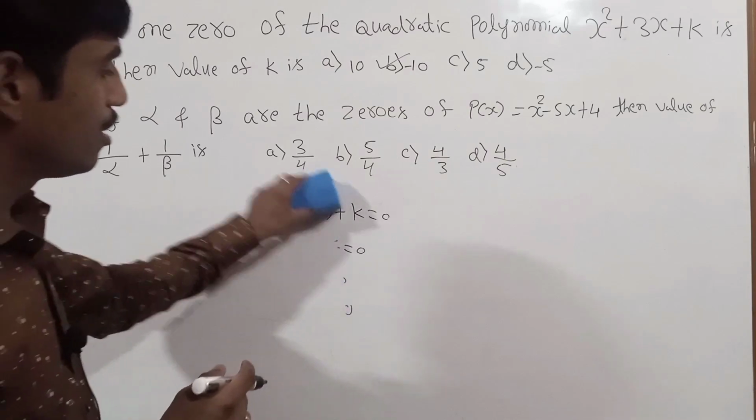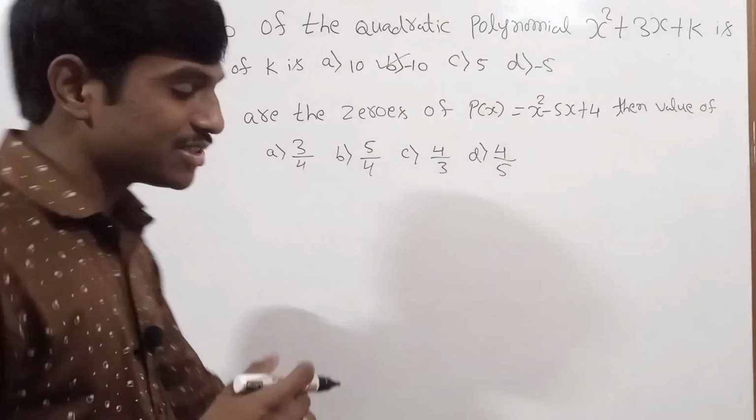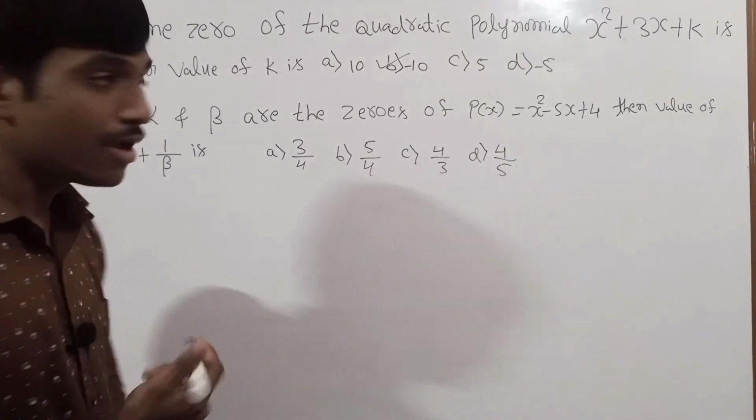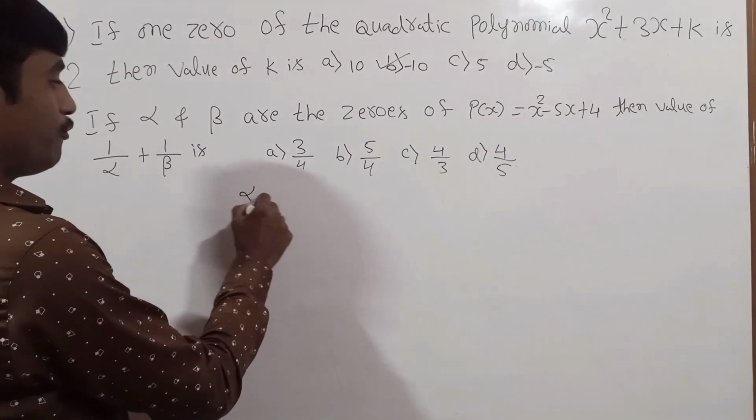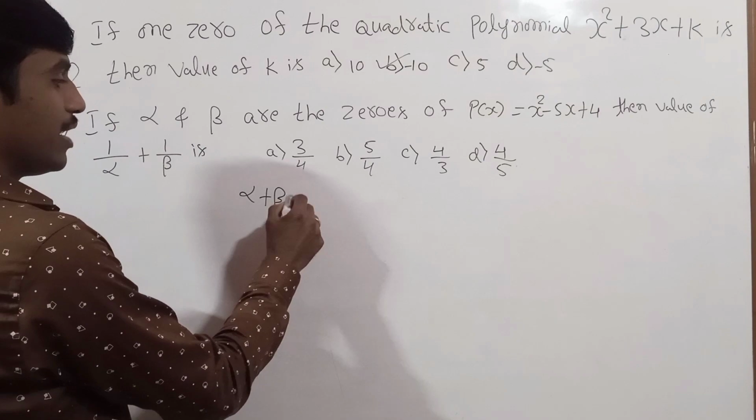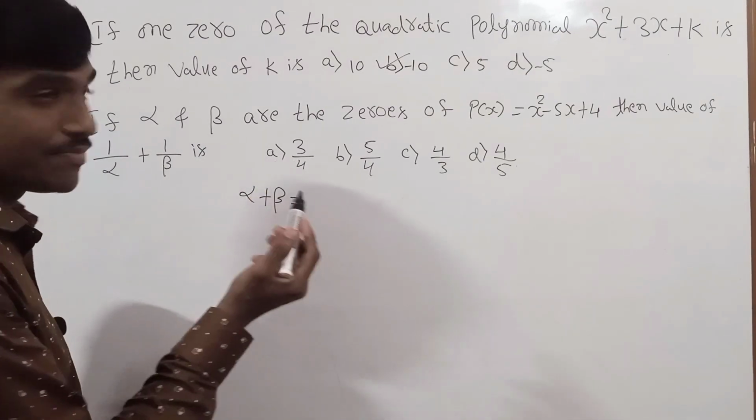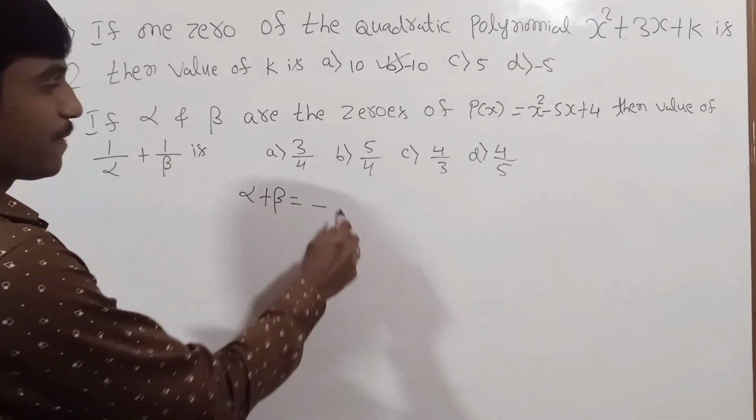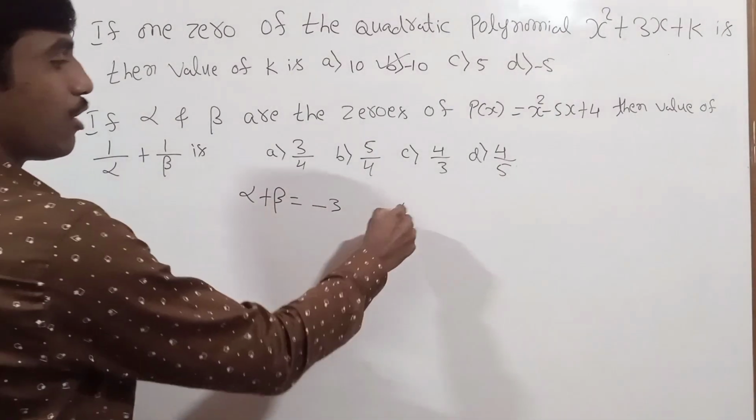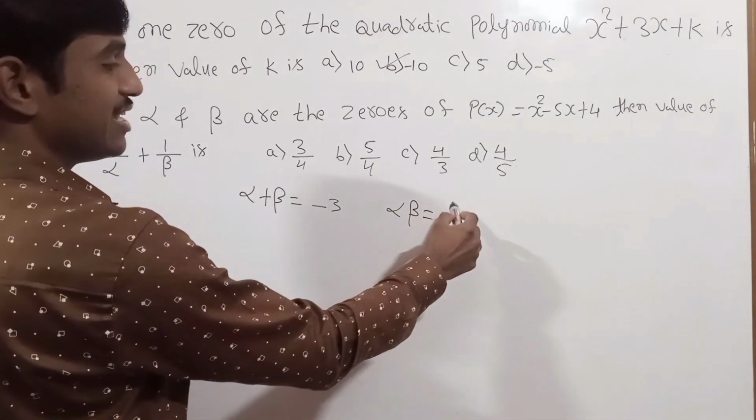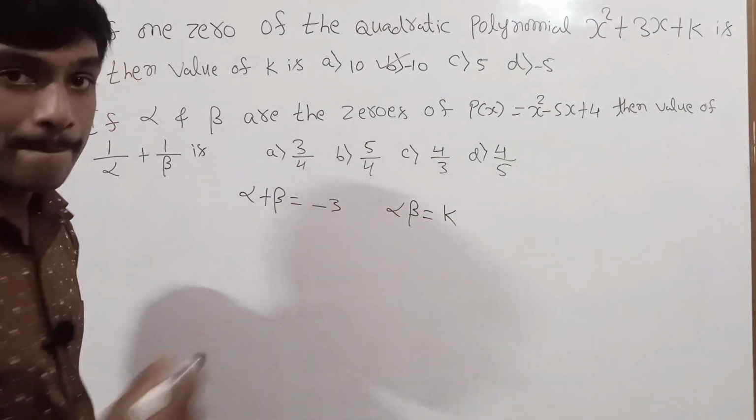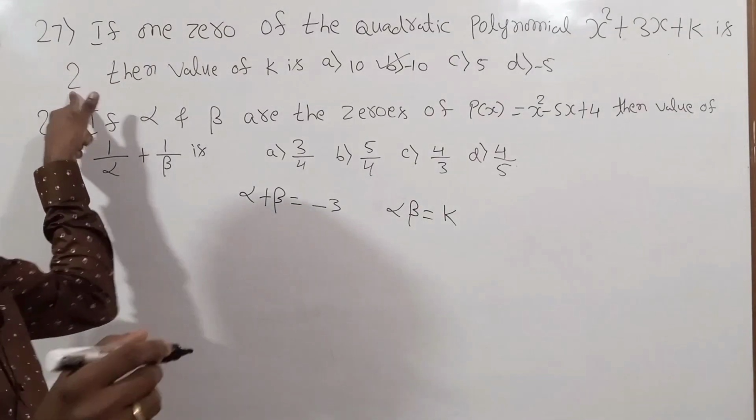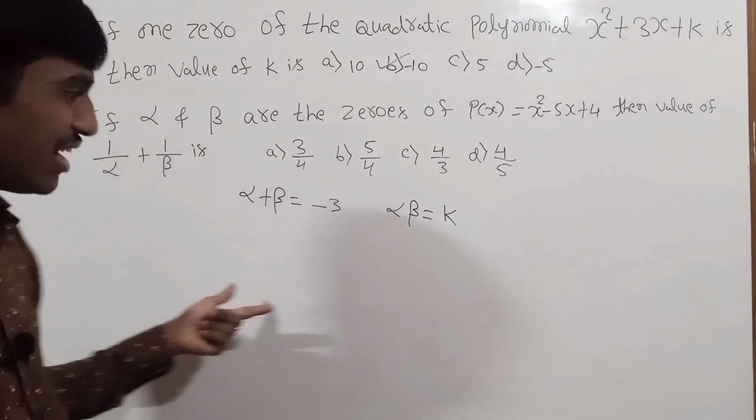In the same question, we can use the concept of sum of the roots and product of roots also to find the value of k. How is it? Let's see. Alpha plus beta equals, we know that it's minus b by a. From the question, minus b is 3, the coefficient of x, divided by a. And alpha beta is c by a, c is k, by a. Now if you observe here, in the question they have given one zero is 2. That means one of them is zero, either alpha or beta, we can take anything.